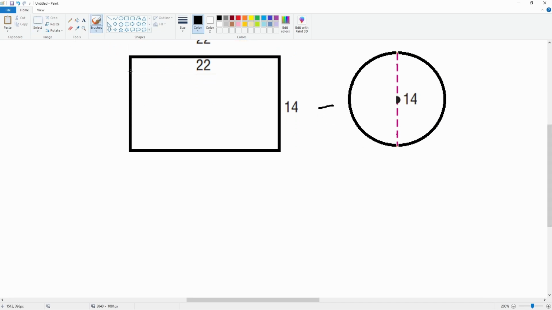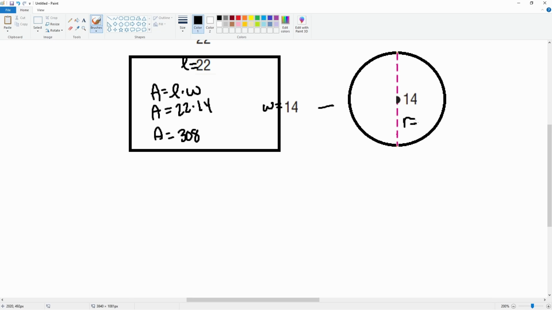So the area here is the rectangle. So it's length times width. Length is equal to 22. Width equals 14. I'm still labeling it. Write my equation, label my pieces. Area is equal to 22 times 14. Area is equal to 308.